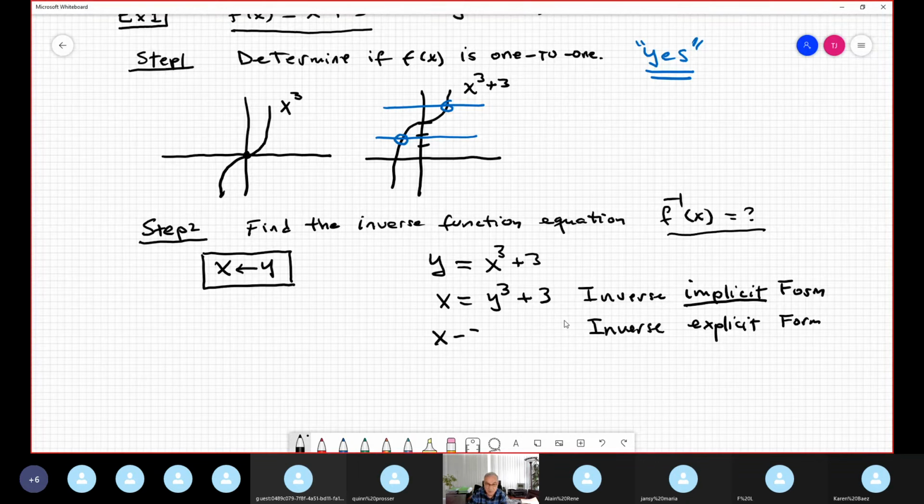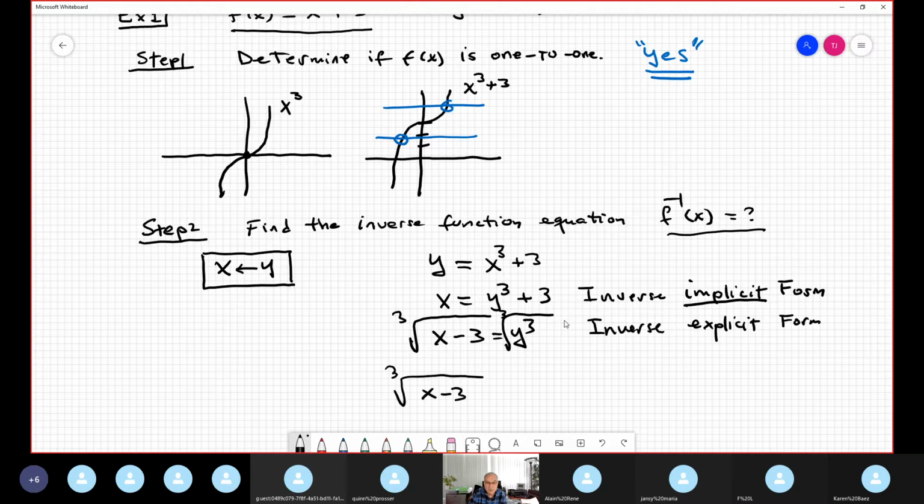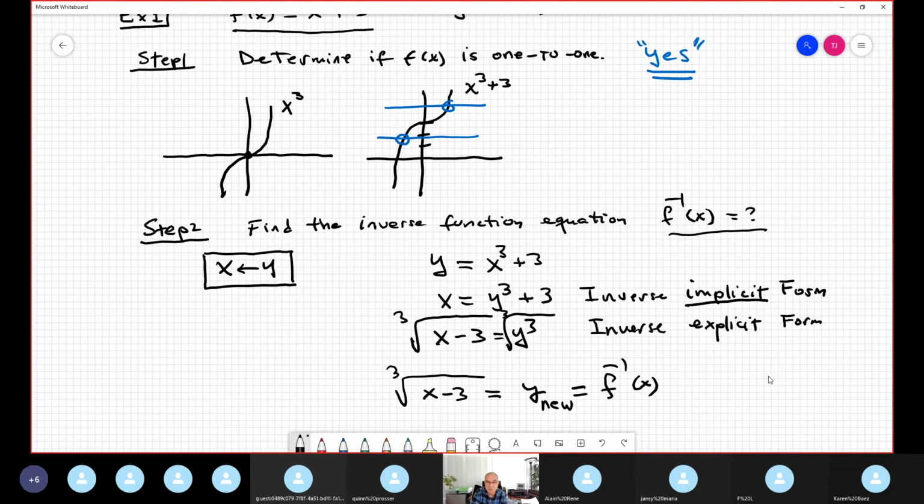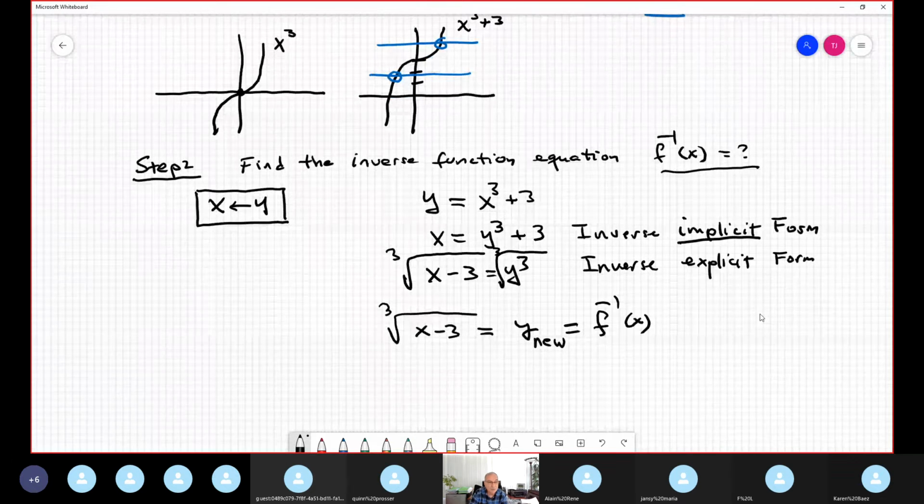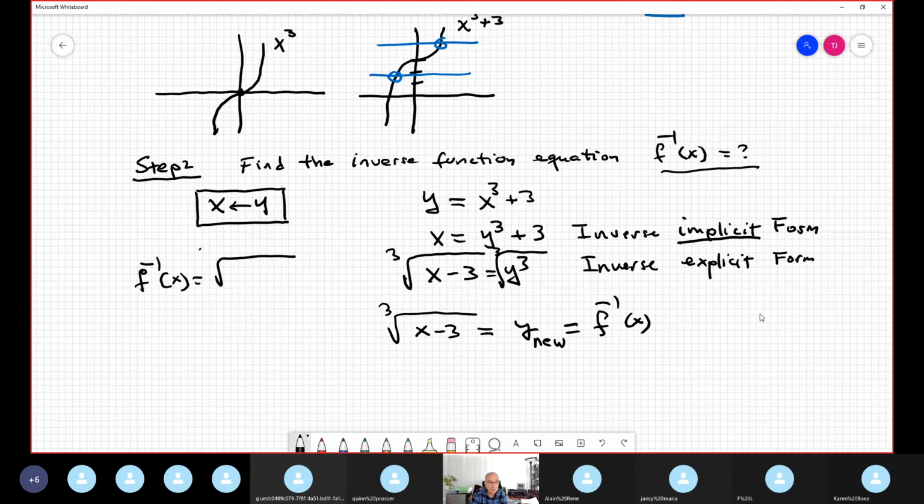Subtracting 3. And apply cubic root both sides. Cubic root both sides. Cubic root of x minus 3 is equal to y. And this new y is the inverse function. In conclusion, the answer for this step 2 is: the inverse function is the cubic root of x minus 3. End of the story.